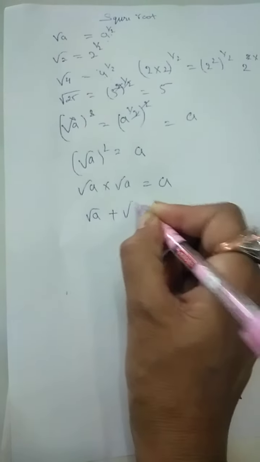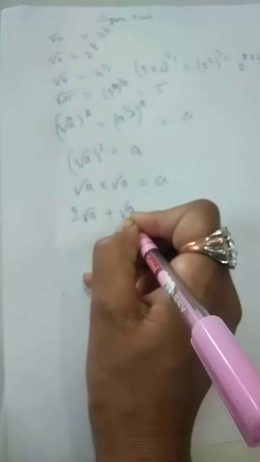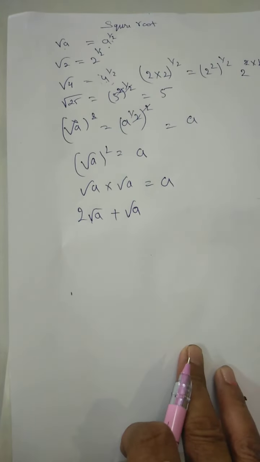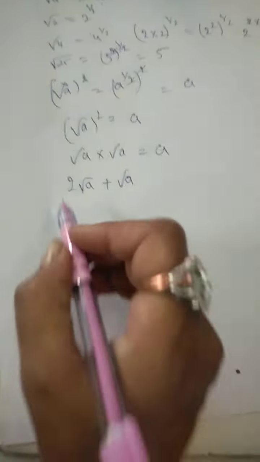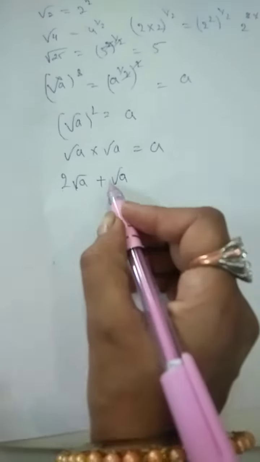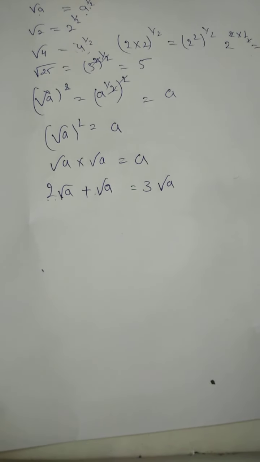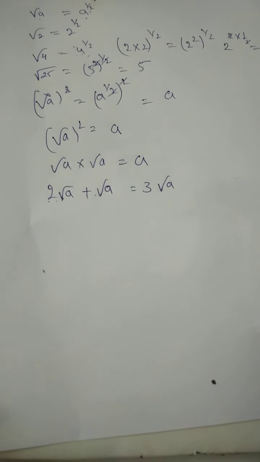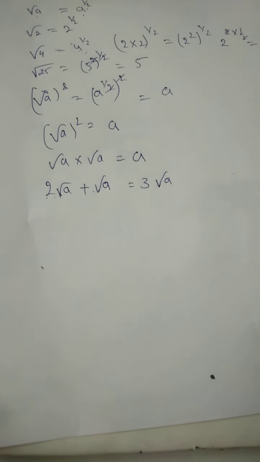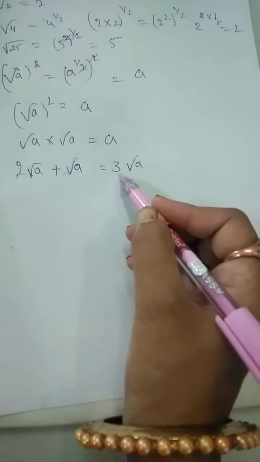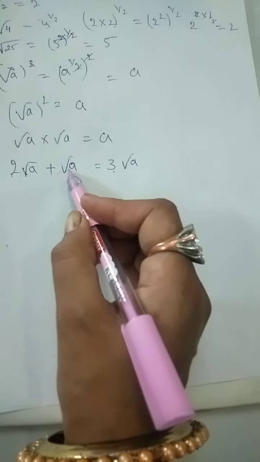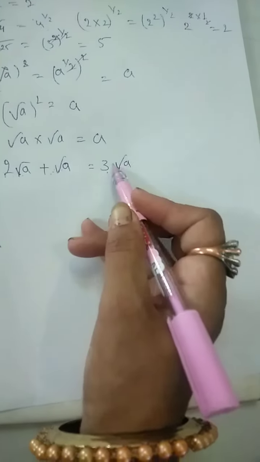Root a plus root a, 2 root a plus root a. If we add two values in root, then we add only the coefficients. The coefficient of this is 2 and this is 1. 2 plus 1, 3. 3 root a, like variables. When we solve variable values, we add only like terms and add the coefficients of like terms. Same way we have to add these like terms, and root a plus root a, 2 root a plus 1 root a equals 3 root a.